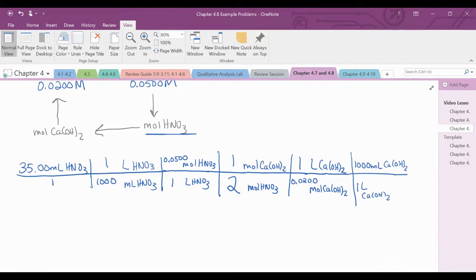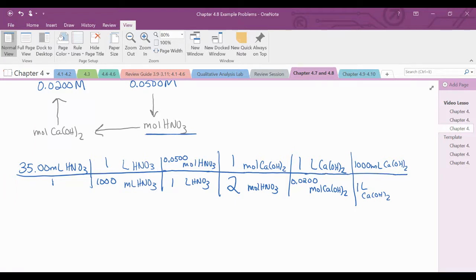And so we have done everything. We've converted from the volume and concentration of nitric acid to moles of nitric acid here. And then we convert from moles of nitric acid to moles of calcium hydroxide here using the mole ratio. And then we convert it to the volume of calcium hydroxide by using the molarity.